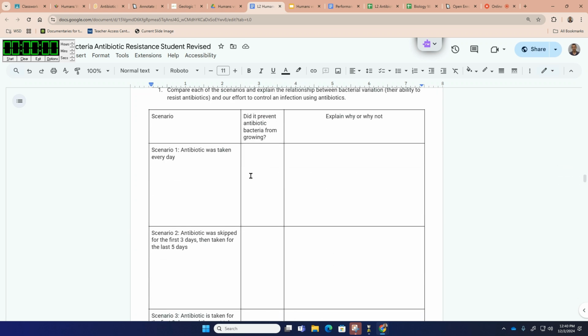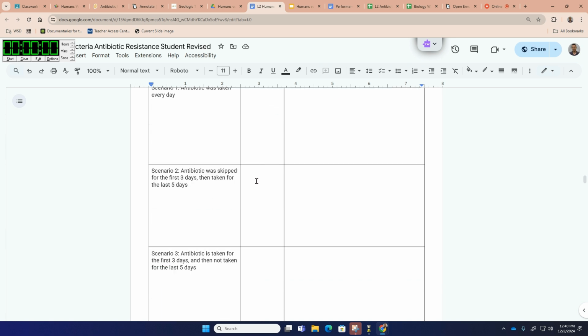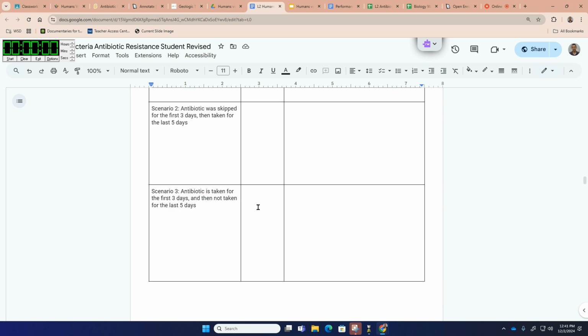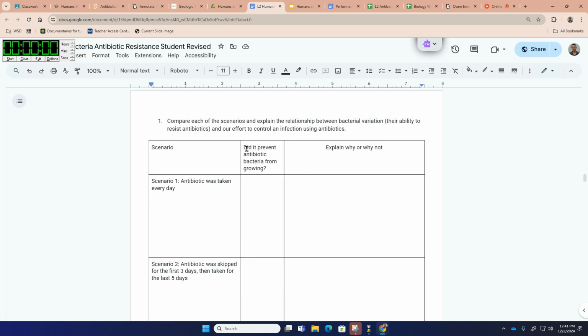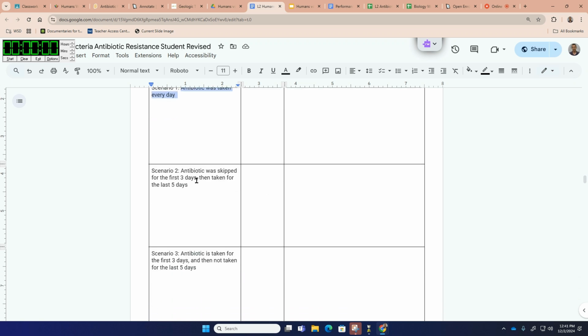So then this table is just summarizing each one altogether. So did it prevent antibiotic bacteria from growing? Scenario 1 was yes, we were able to kill them. 2 was yes, 3 was no. Right? Why? Well, because it says right here, antibiotic was taken every day, so that's why it worked. Here, once again, although we didn't take it in the beginning, we did take it until they all died at the end.